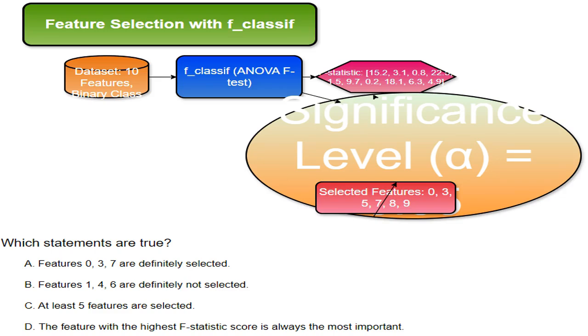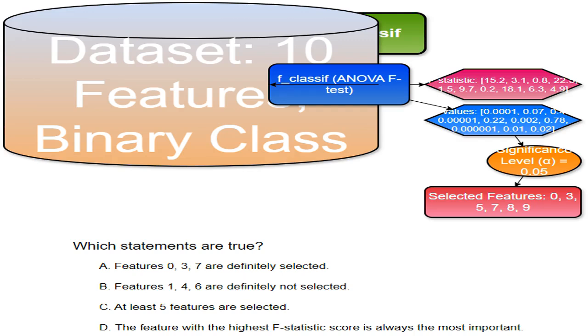If a feature's p-value is below 0.05, I consider it statistically significant, and that means it's helpful for classifying our data. This is the function I am using to perform the feature selection. It's a statistical test, analysis of variance, or ANOVA, F-test that helps me determine which features are most relevant to predicting the class labels.